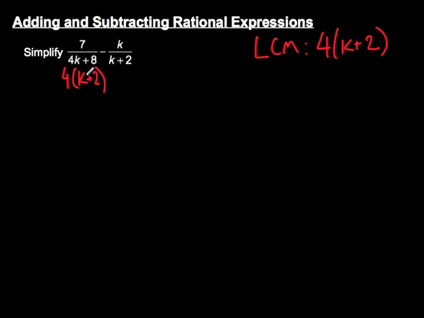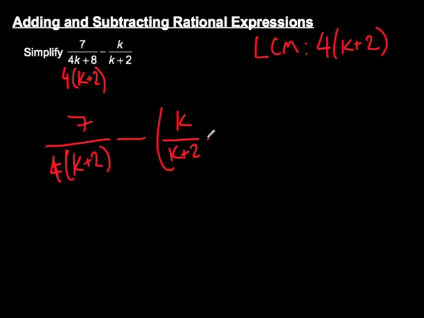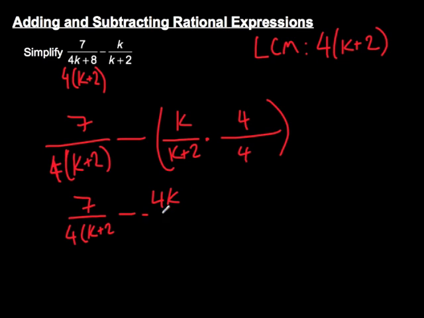If this is the case, I don't need to modify this first fraction at all. I can leave it as 7 over 4 times k plus 2. The second one, I have to multiply by 4 to get the denominator to look like the least common multiple. So I'm going to get k over k plus 2 and multiply that by 4 over 4. I do that, we get 7 over 4 times k plus 2 minus 4k over 4 times k plus 2.